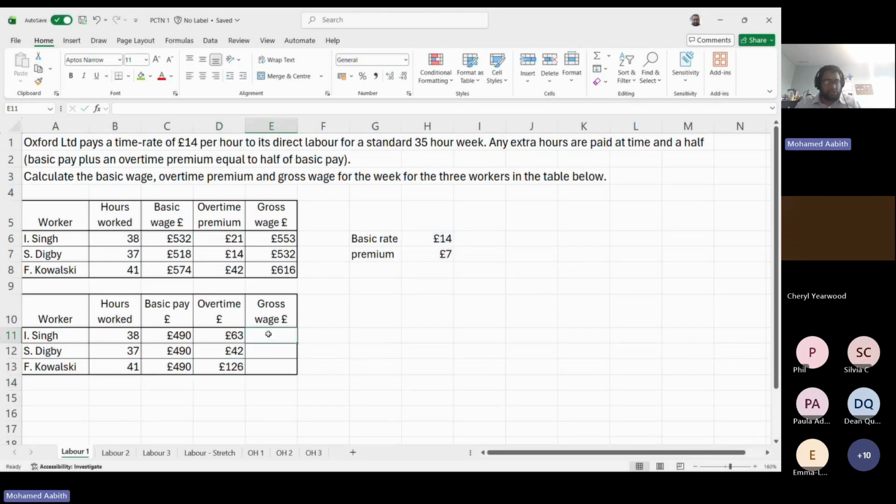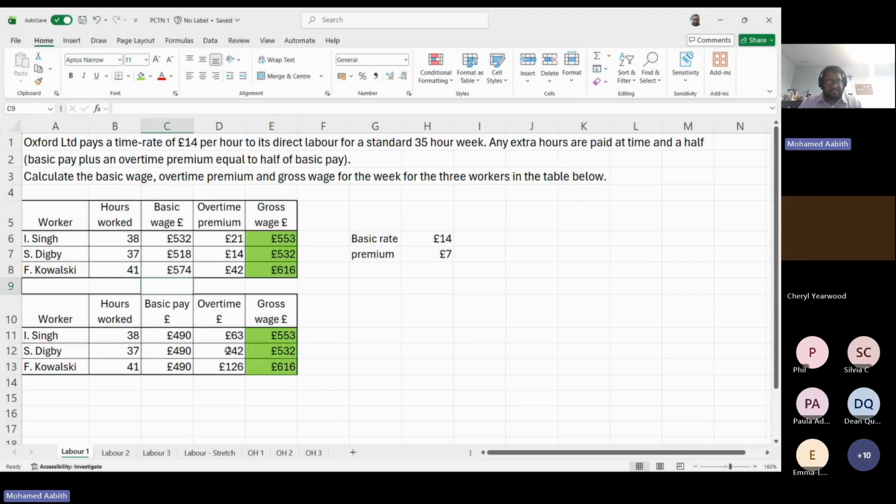Let's see what their gross wages are going to be. Do you think that is going to be any different to what you have calculated here? No, it will be exactly the same. This plus that. Can you notice that it is exactly the same amount you have seen before? Why? Because it is only the method we calculate that is different.